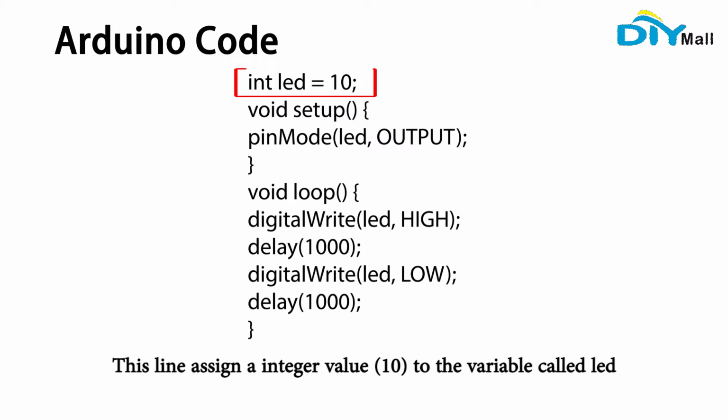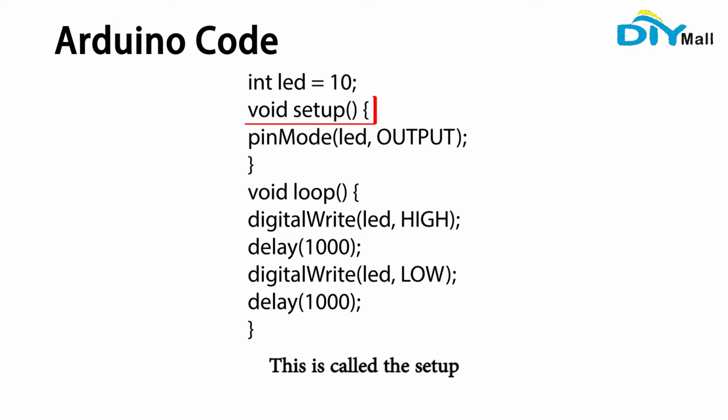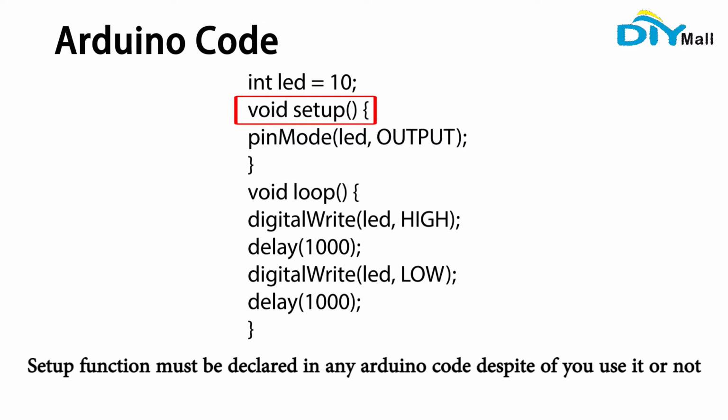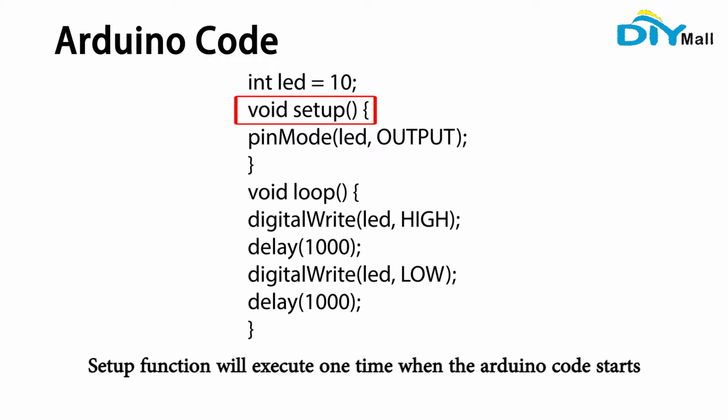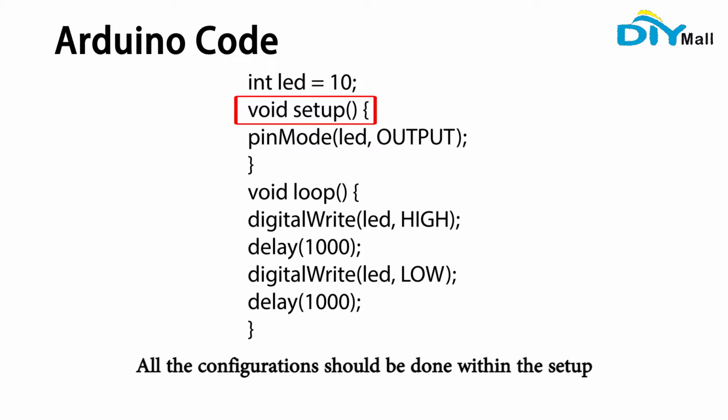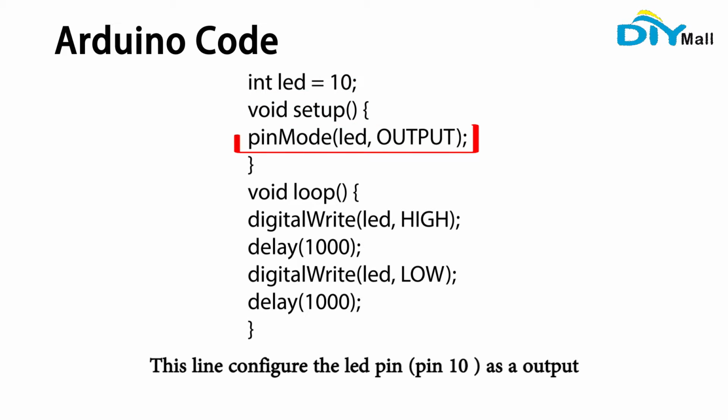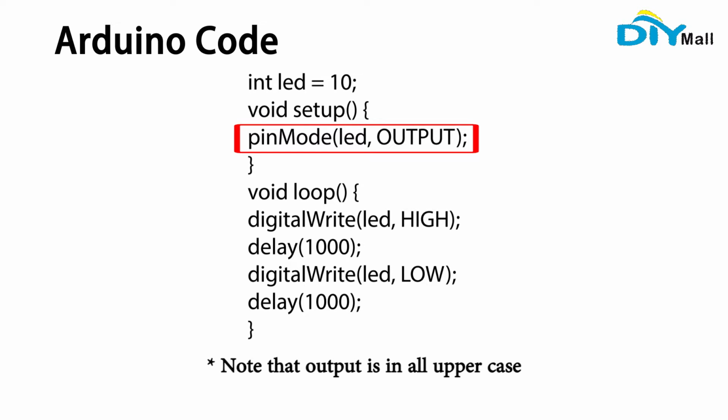This line assigns an integer value 10 to the variable called LED. This is called setup. The setup function must be declared in any Arduino code, whether you use it or not. The setup function will execute one time when the Arduino code starts. All the configurations should be done within the setup, such as assigning pins as inputs and outputs and declaring serial communication parameters. This line configures the LED pin 10 as an output. Note that OUTPUT is in all uppercase.